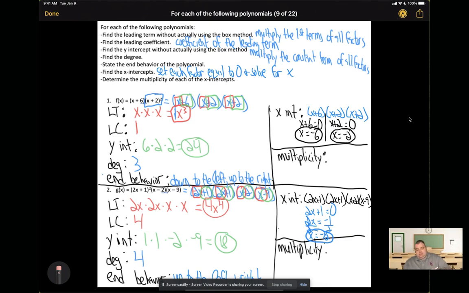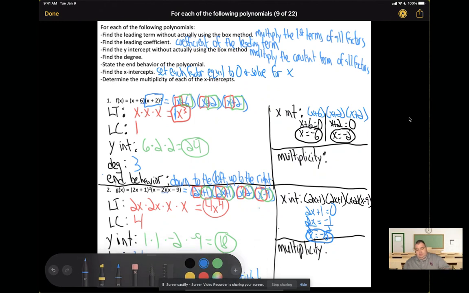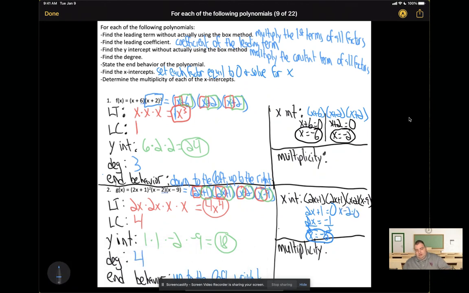Then if I take x minus 2 and set that equal to 0, I'm going to end up with x equals positive 2 for my second x-intercept. And the last x-intercept I'm going to have to do over here because I'm running out of room. But if I take x minus 9 and set that equal to 0, I'm going to get x equals positive 9. So there are 3 x-intercepts. X equals negative 1/2, x equals 2, and x equals 9. So that's the x-intercepts. Last part, determine the multiplicity of each of the x-intercepts.